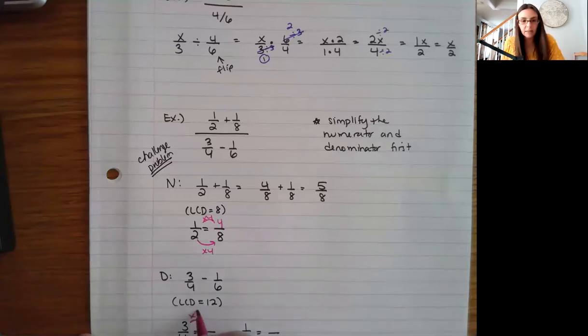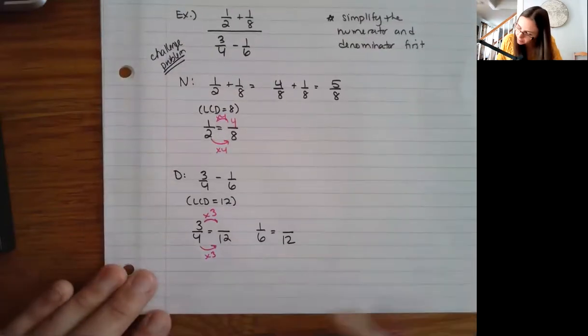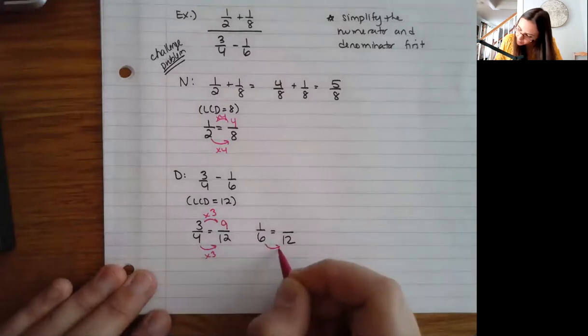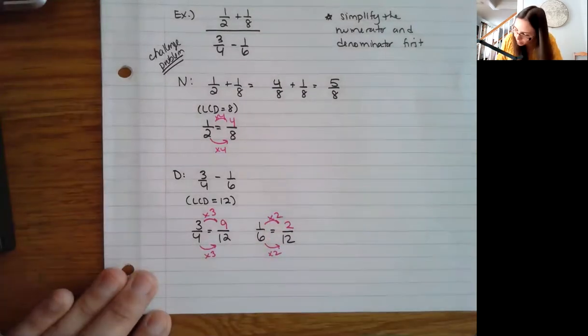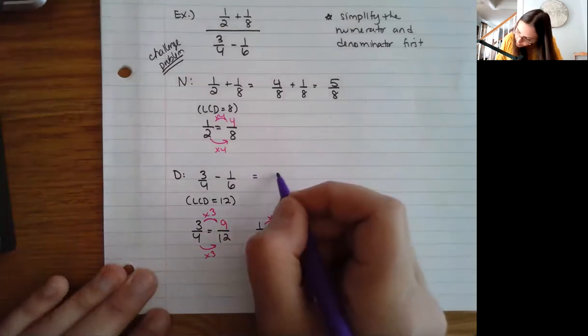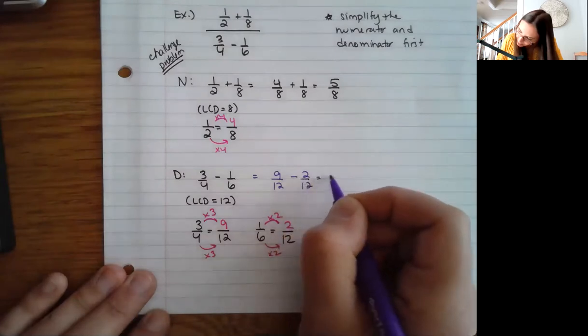So in the first case, I'm going to be multiplying by 3. 4 times 3 is 12, so I get 9. And then in the second case, I'm multiplying by 2. And 1 times 2 is 2. So my problem becomes 9/12 minus 2/12, which is 7/12.